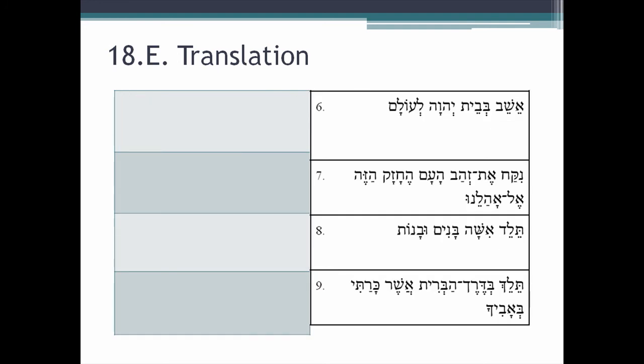Number 6, a shave bebeit Adonai la'olam. So a shave, do we have a prefix there? Yes, we do. How do we know? Because of the tzere. That tells us the aleph is a prefix, which tells us the lemma is yashav. Okay, so that's really the only difficulty here. If the aleph is a prefix, it's first common singular qal imperfect. So I will live, beveit Adonai la'olam, in the house of the Lord, and then la'olam is forever.